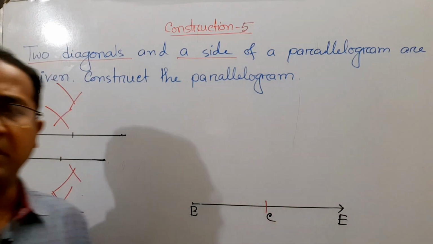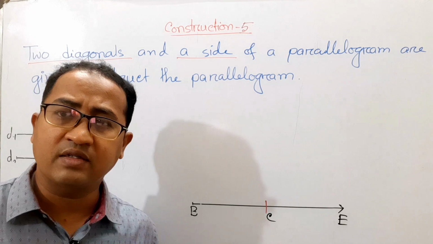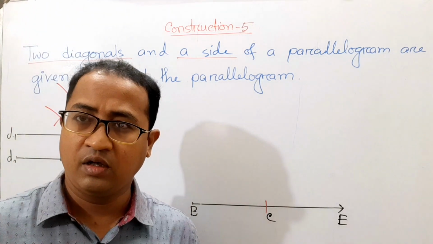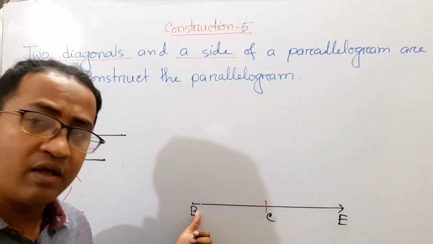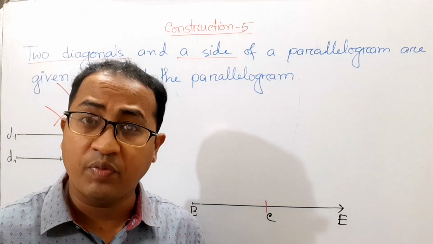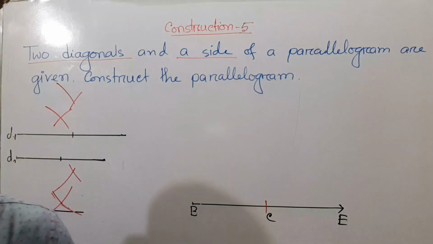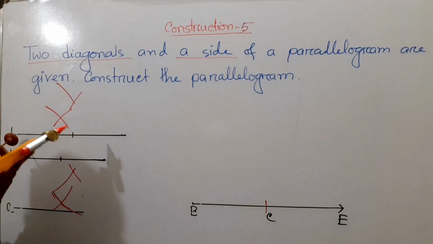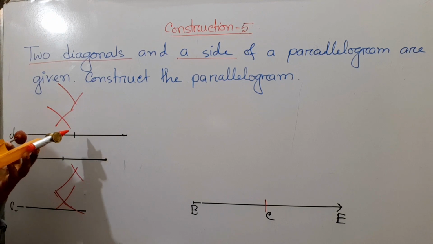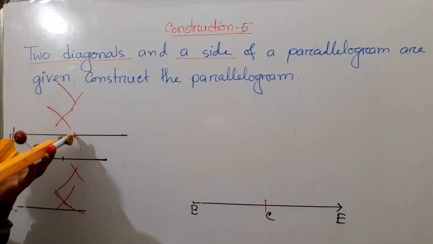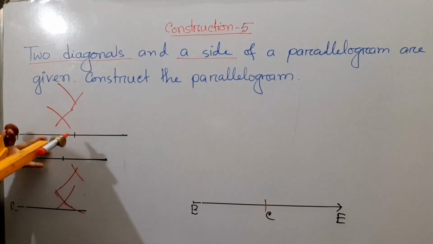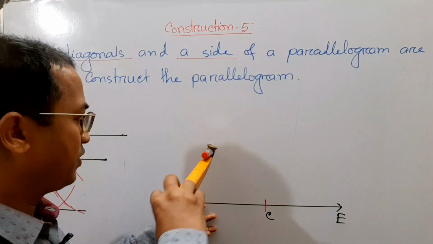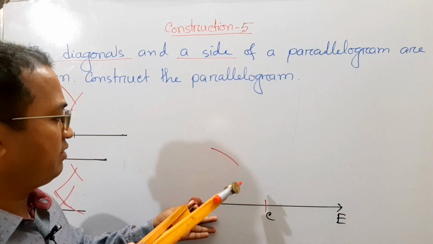Now at the point B, with the radius half of D1, we will draw an arc. With centering B, with the radius half of D1, we will draw an arc above the ray BE. So measure D1, half of D1. This is half of D1. With centering B, with the radius half of D1, we will draw an arc.